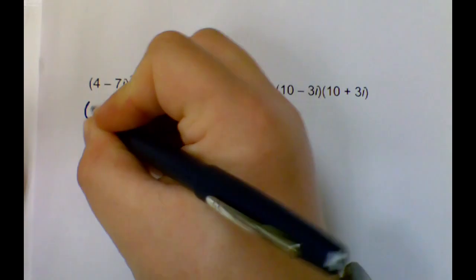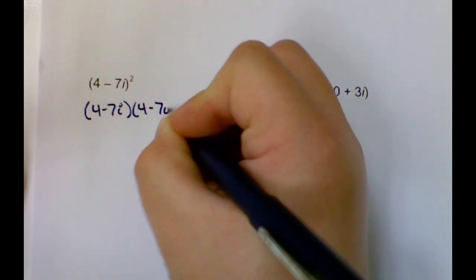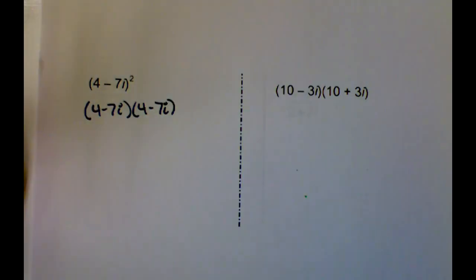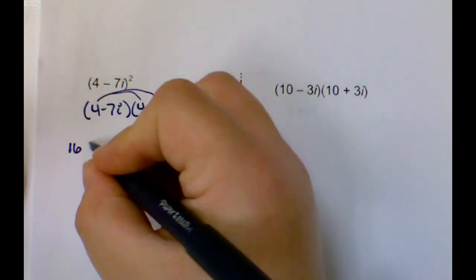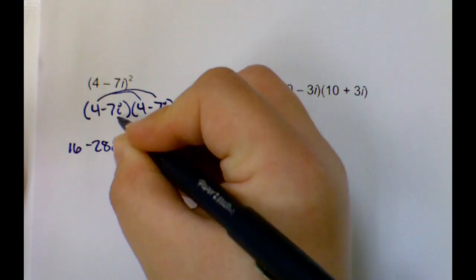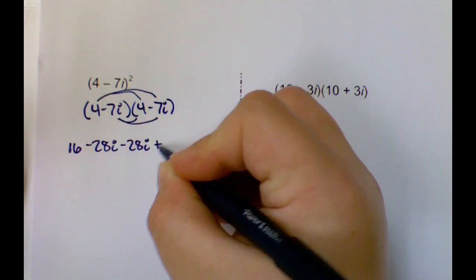For 4 minus 7i, no, I cannot just say 4 squared minus 7i squared. I have to do 4 minus 7i times 4 minus 7i and FOIL that out. 4 times 4 is 16 minus 28i minus 28i plus 49i squared.